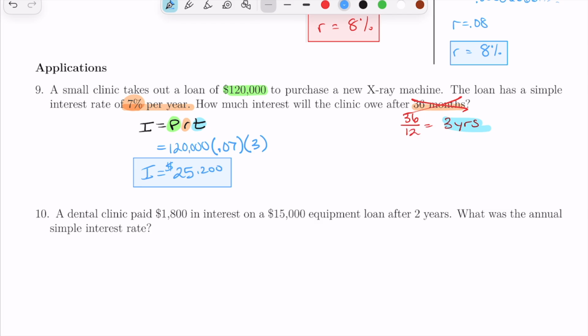When they pay back this loan, they're going to have to pay back the original $120,000 along with $25,000 of extra money because they wanted that x-ray machine right now. They couldn't wait until they had the $120,000. They had to use the bank's money.